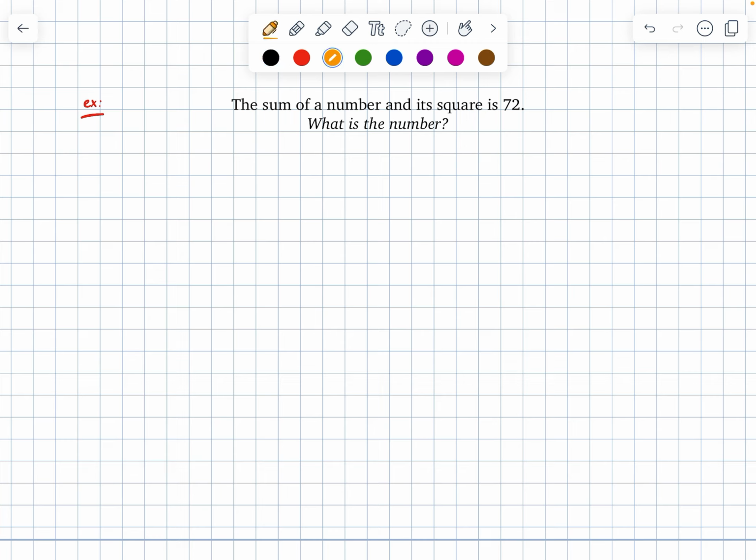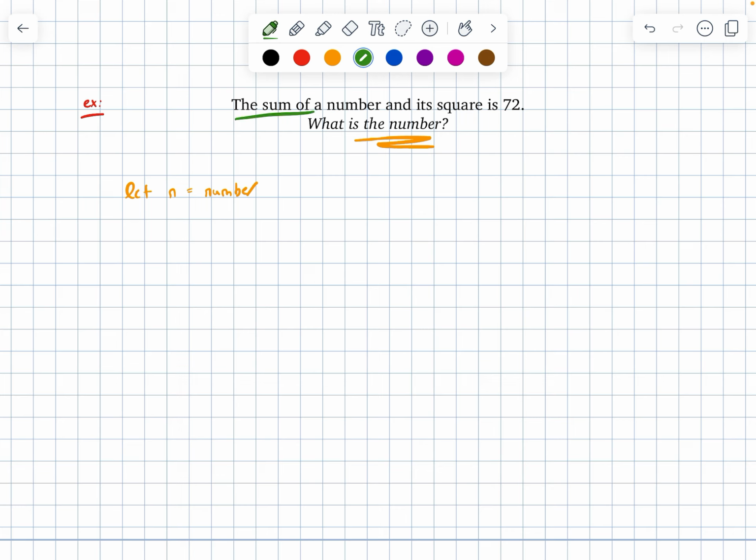All right, let's do it. So first of all, I need a variable. The thing that I'm looking for, my unknown, is some number. Now, I can call this number anything that I want. I'm going to choose to call it n for number. Now, I'm going to take everything else that's left over and do some translation. Well, let me look for some nice math vocabulary here.